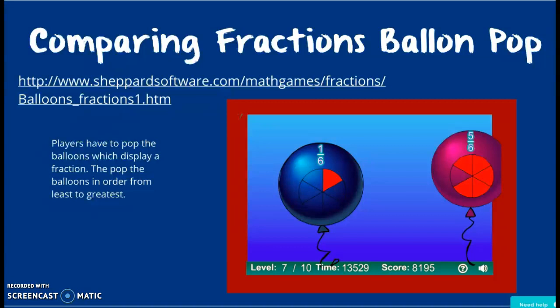But there is a balloon pop game where students can click which fraction is least and which fraction is more, and it does provide the visual representation as well.